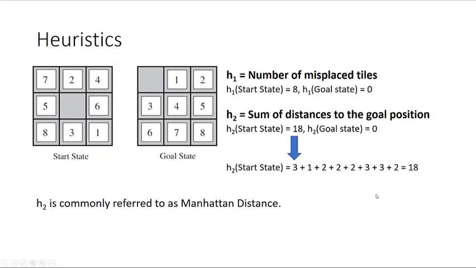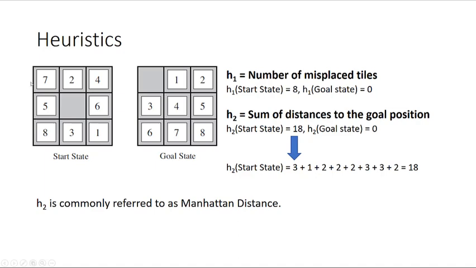So another common heuristic here is going to be the sum of the distances to the goal position. So this one's a little bit more involved. What this is saying is that whenever we have a misplaced tile, count the blocks that it would take to move that tile into its goal position. So here I've listed that the starting state has a heuristic value of 18 if we use this heuristic.